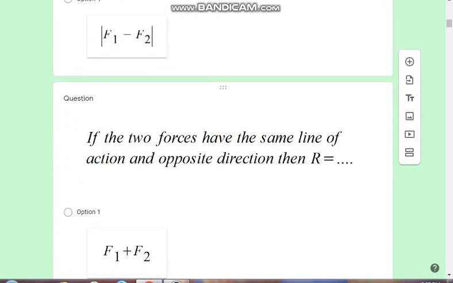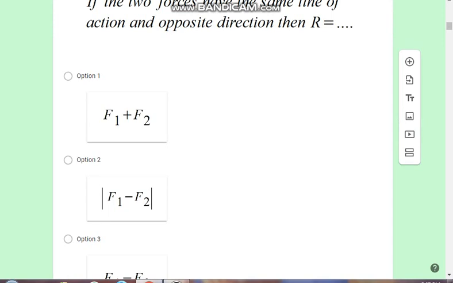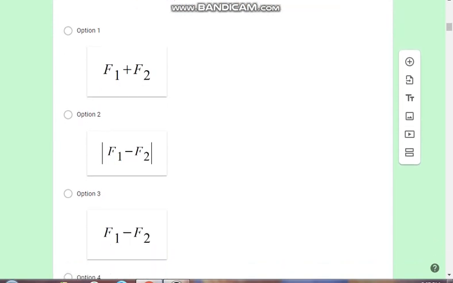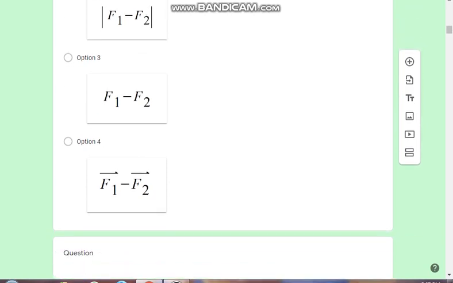Question number 2. If the two forces have the same line of action and opposite direction, then R equals. Choose one of the following answers: F1 plus F2, or absolute F1 minus F2, or F1 minus F2, or vector F1 minus F2.